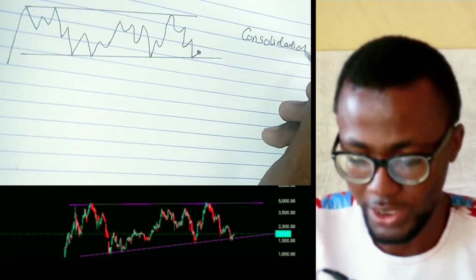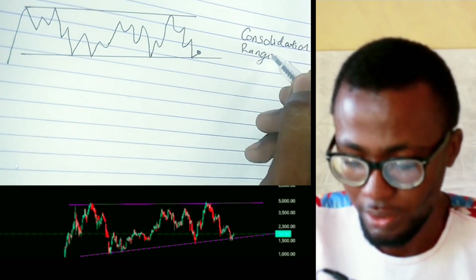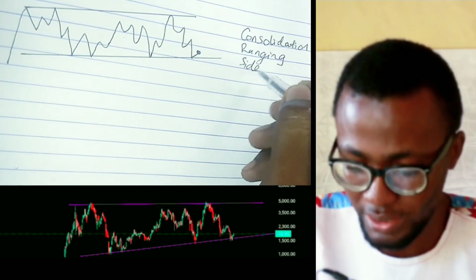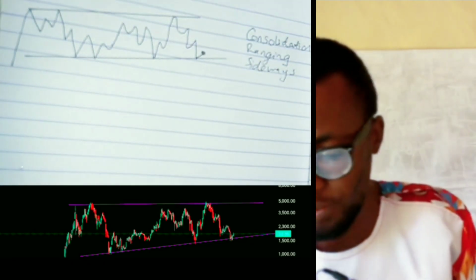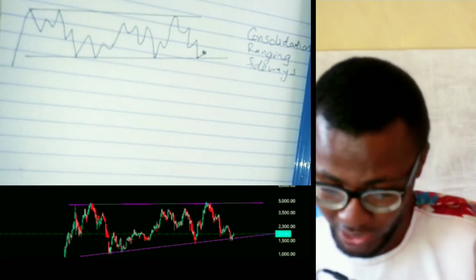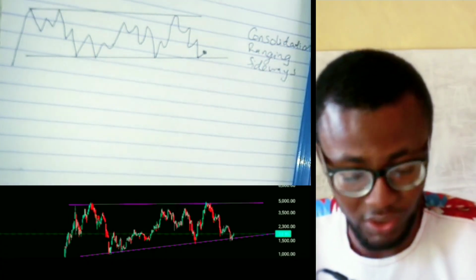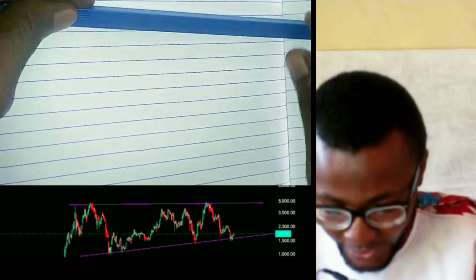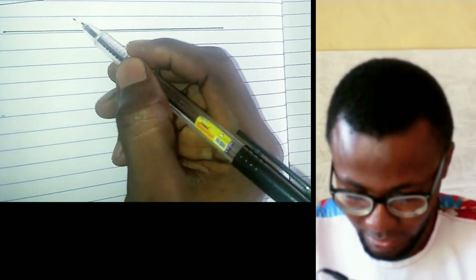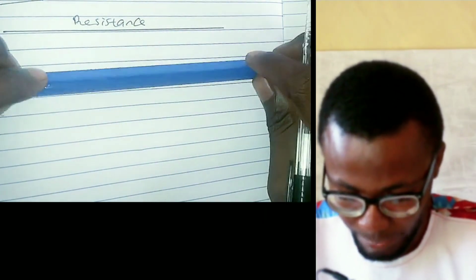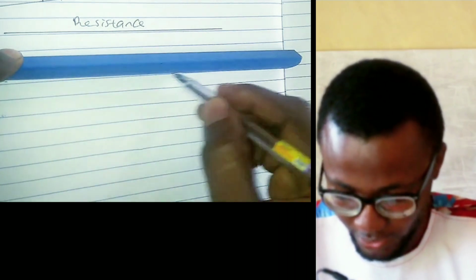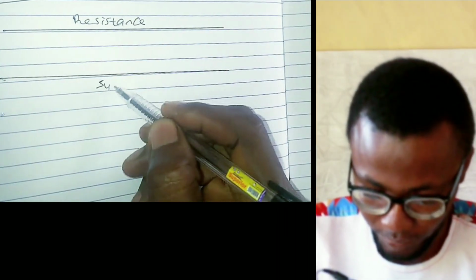This is what they call a consolidation, or you can call it a ranging market or a sideways market. Now, one thing about this 1 week time frame is that it's not actually an uptrend, it's not a downtrend, it's just sideways. Now, let me break it down for you. This is a resistance. And below is a support.